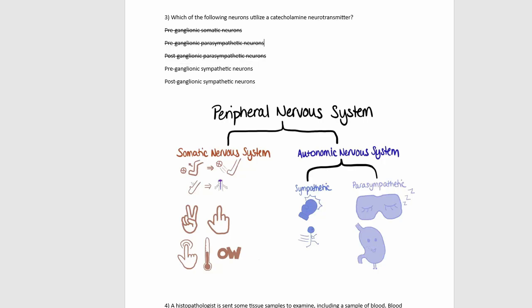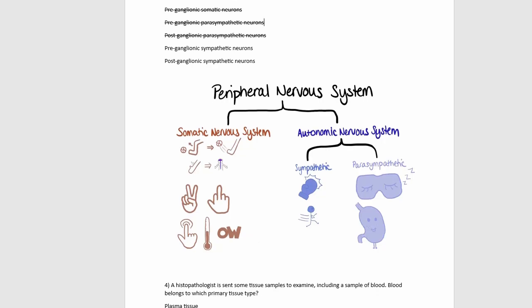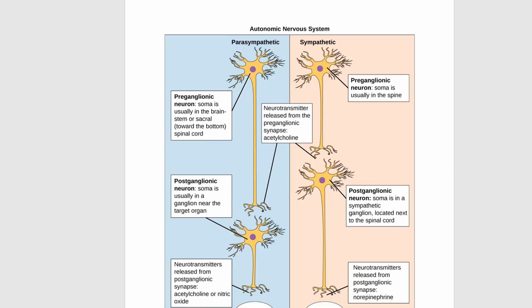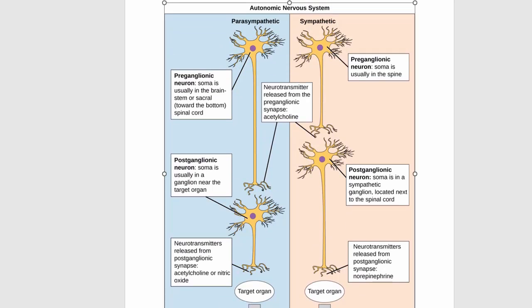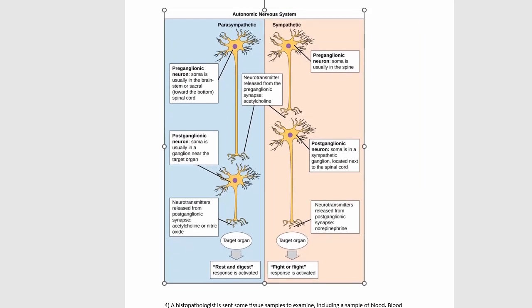But then is it preganglionic or postganglionic? And some of you might be asking me, what does that even mean? Which is what I first thought when I first saw this type of thing. So again, we're going to get another diagram, which will hopefully help us to better understand this. Let me just make that a little bit shorter so you can actually see the whole thing.